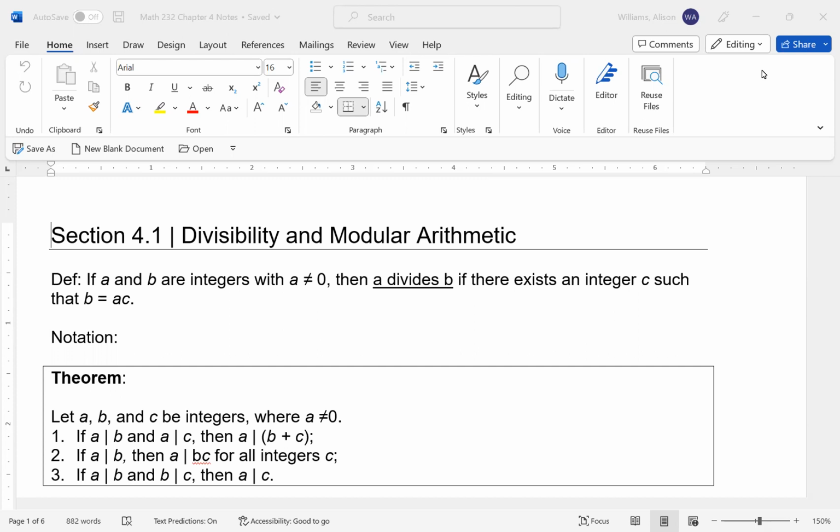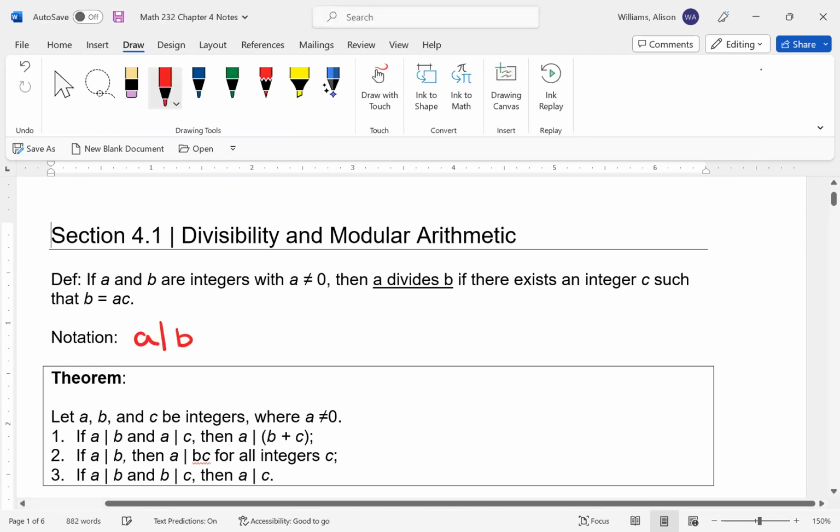If a and b are integers with a not equal to 0, then a divides b if there exists an integer c such that b equals a times c. In other words, a divides into b evenly, and you can write it as a multiplication. The notation we use to represent a divides b is a, and then the little straight line, and then b. So in math talk, that means a divides b. Okay, so let's play with this notation a little bit.